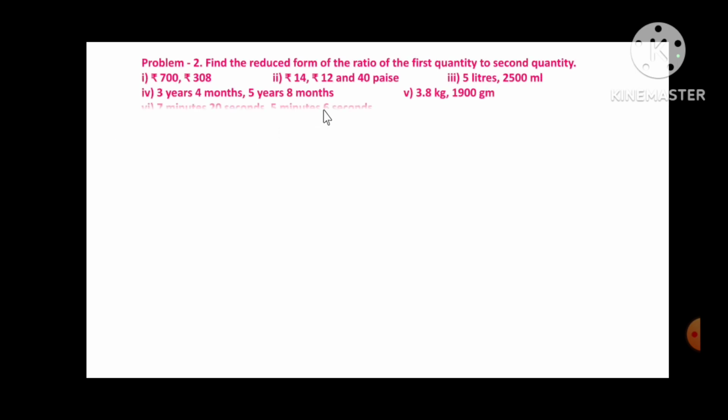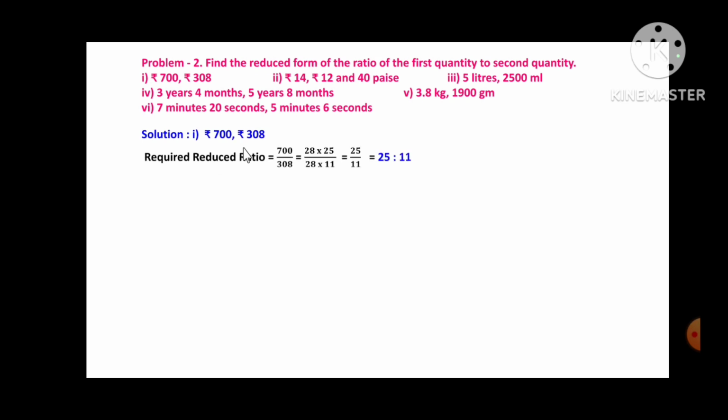Now let's see the second problem. Find the reduced form of the ratio of the first quantity to the second quantity. Here some 6 quantities are given. We have to find each of them. First, that is 700 rupees, 308 rupees. Here the 2 quantities are in the same units.